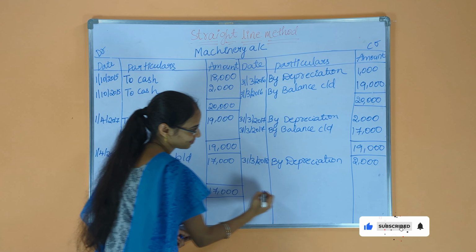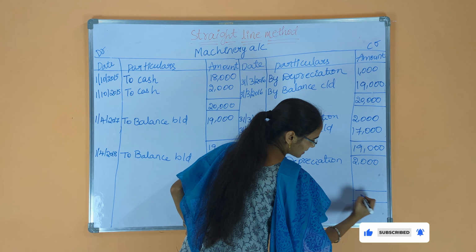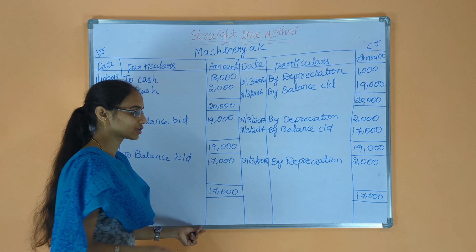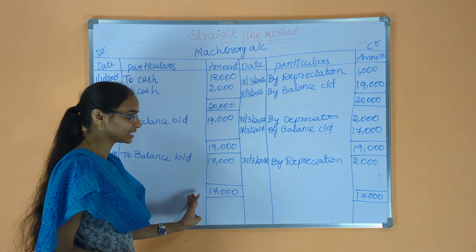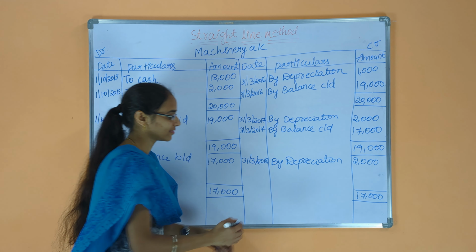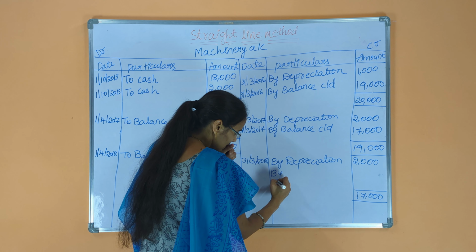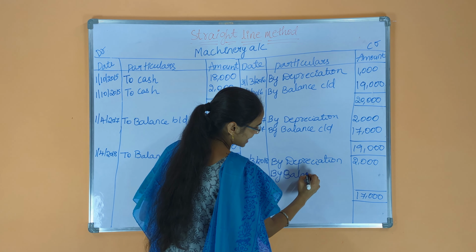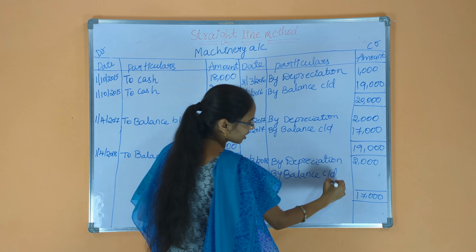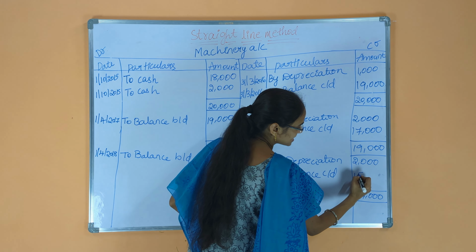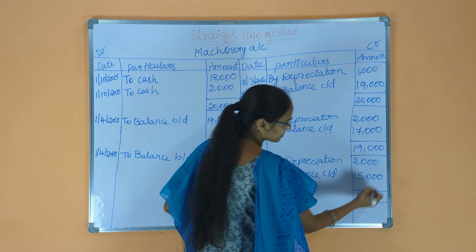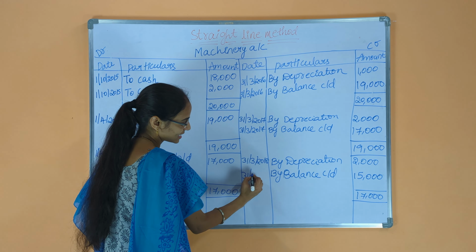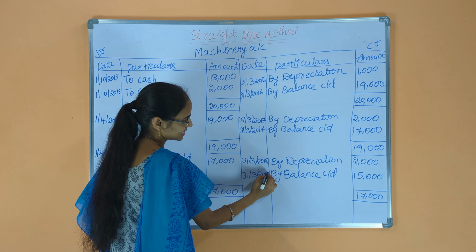17,000. So which side do we want to close this account? The debit side is more, the credit side is less. So we will write on the credit side, sorry, by balance carried down, how much is the amount? Rupees 15,000. Okay, so this year's closing balance is the next year's opening balance.